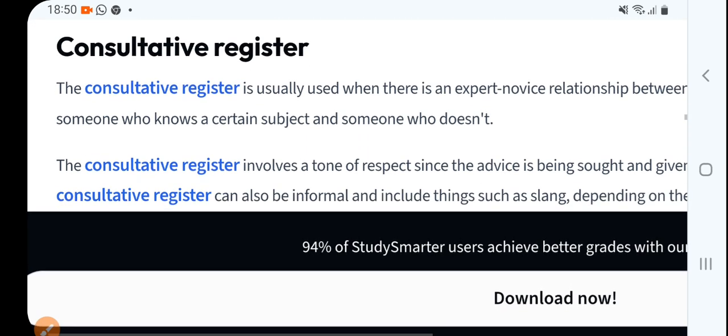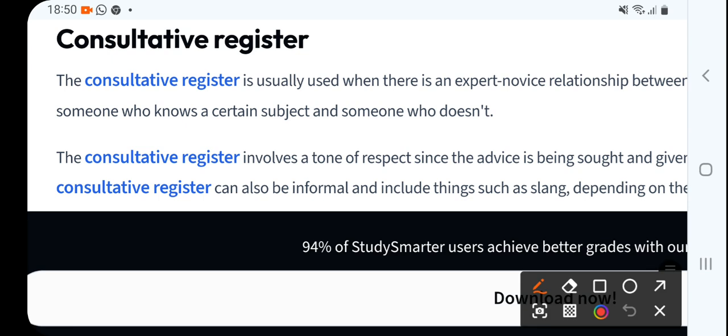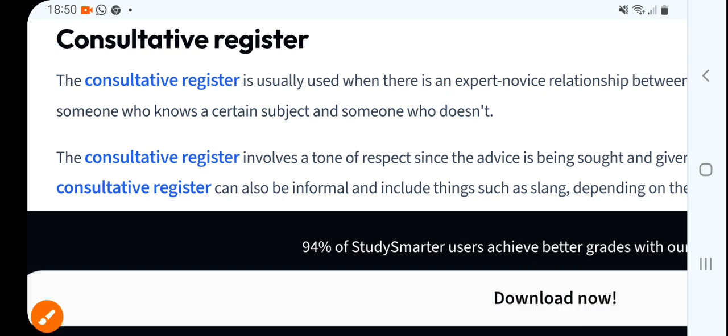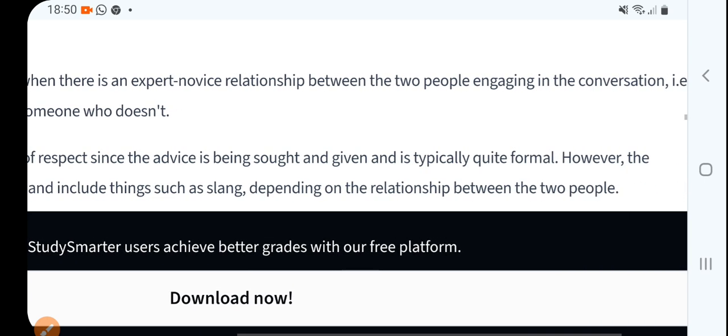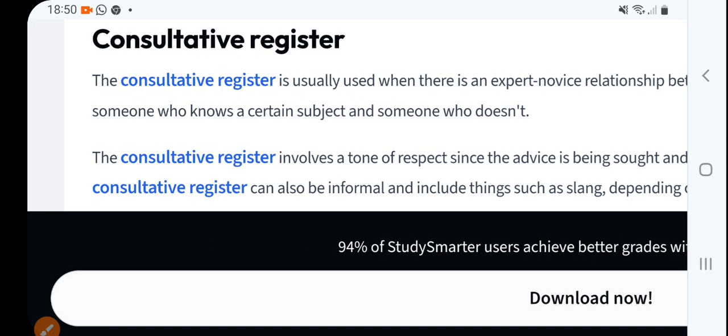Next is the consultative register, the third one. The consultative register is usually used when there is an expert-novice relationship. Expert is the one who knows, and novice is new. So why an expert-novice relationship? Because of a senior or experienced person and a new person, a trainer and trainee, we can say, right? So between two people engaging in conversation, one knows a certain subject and the other does not.